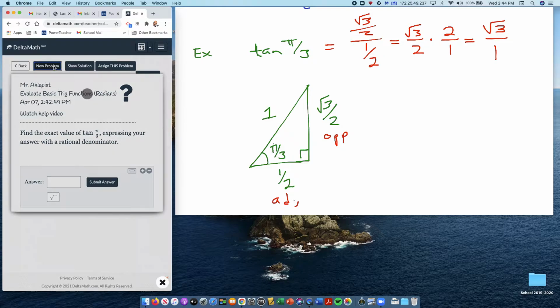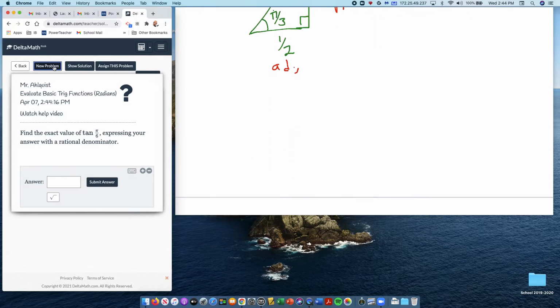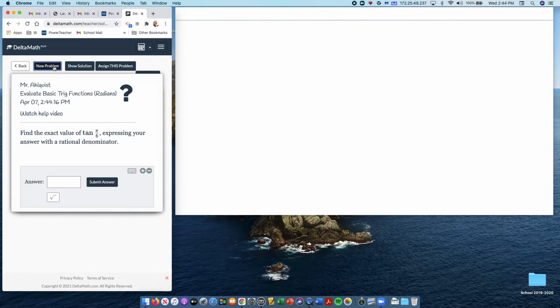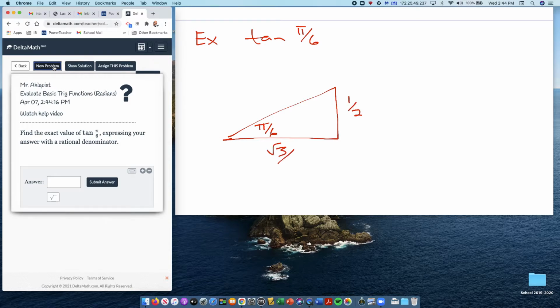Let me find one more. Let me think. This is a good one. Okay, so the tangent of pi over 6. If you have the tangent of pi over 6, that is a 30-degree angle. You want to think about it. This is pi over 6. This is 1/2 over here. This is the square root of 3 over 2. And this is 1.